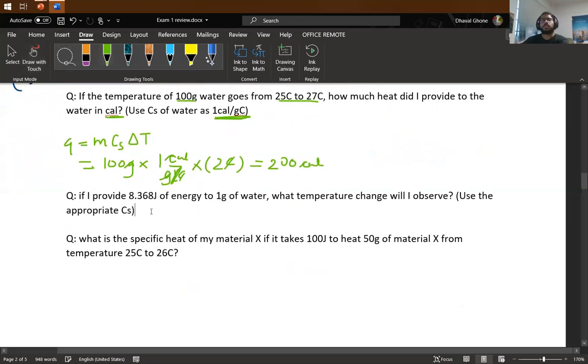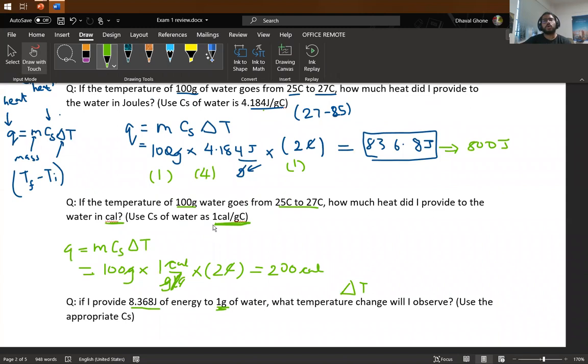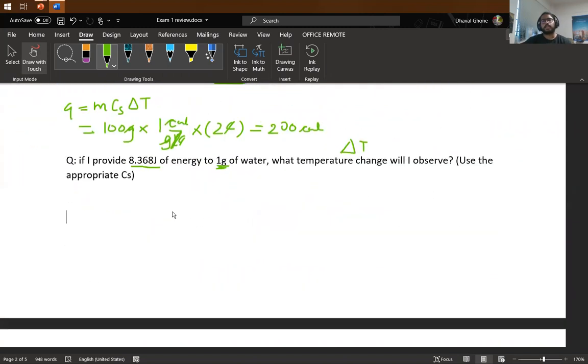Okay, next question is the same formula, but now you need to do some equation manipulation to get it in the right form. In this case, I'm telling you that I'm providing the water with this amount of heat, and the mass of the water is 1 gram. The question is, what temperature change will I observe? So I'm asking you to find delta T. Go ahead and pause this video. Think over it. I'll also give you a hint: use the appropriate number for CS from the last two questions, either 4.184 or 1 calorie, and then report the answer to me, or come back and see how I do it.